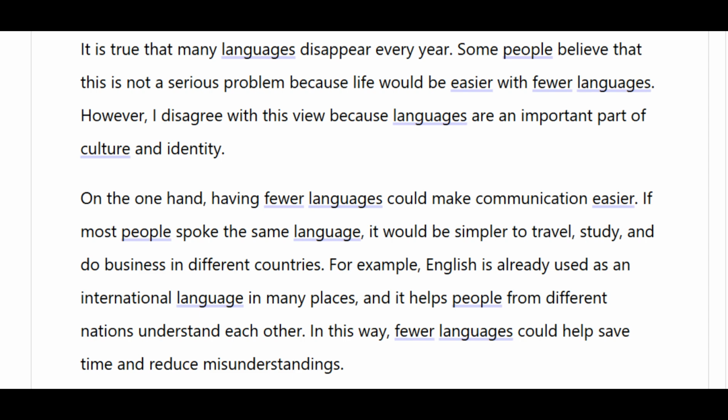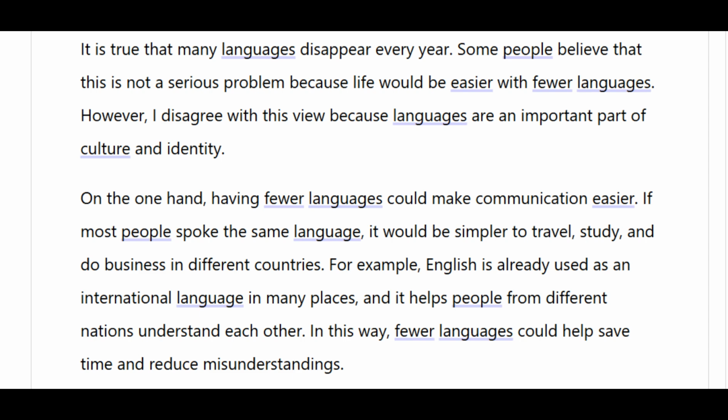It is true that many languages disappear every year. This sentence introduces the topic in a formal way. Some people believe that this is not a serious problem. Here we mention the other people's opinion. However, I disagree. This is very important because we clearly show our own opinion. Always remember, in IELTS, your opinion must be clear.